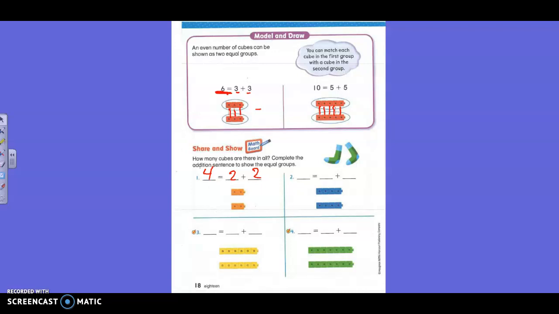Okay, everyone, how many cubes are on number 2? 8 cubes in all. How many cubes were on top? And how many were on bottom? 4. And 4. Okay, 2 4s makes 8. I want you to do number 3 and number 4 on your own.